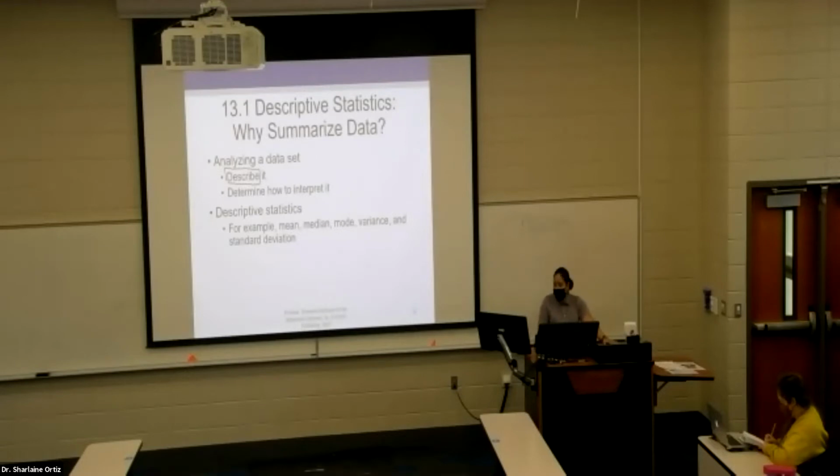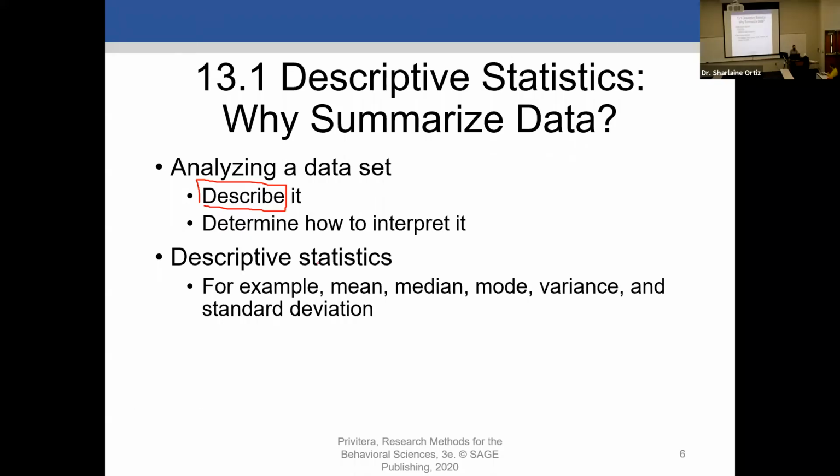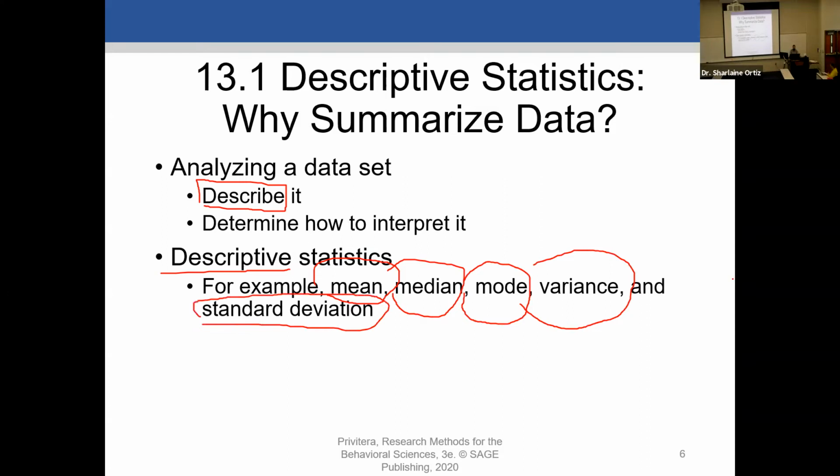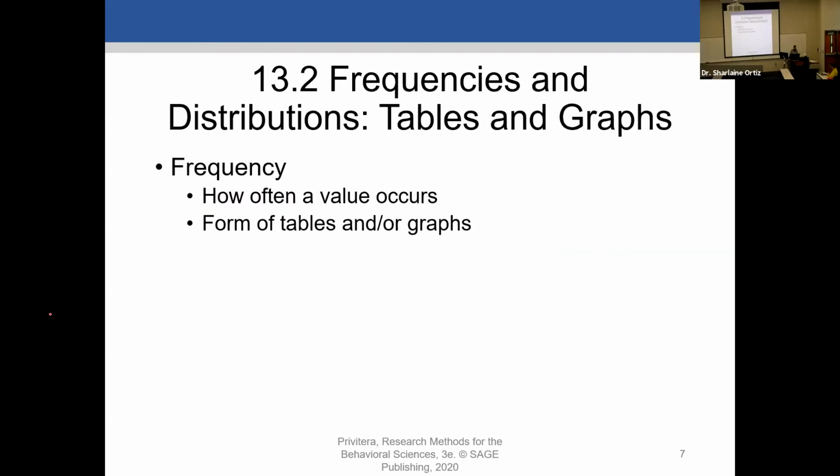There are multiple statistics that we can make use of as descriptive statistics. So for example, mean, median, mode, variance, and the standard deviation, SD. Any questions about that? Good deal. Fantastic. Let's talk about one of the more basic ways in which we can find description. That's through frequency.